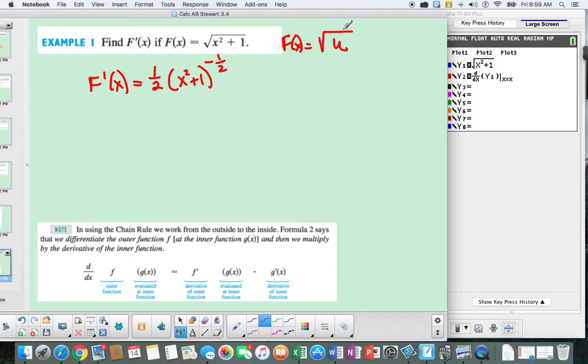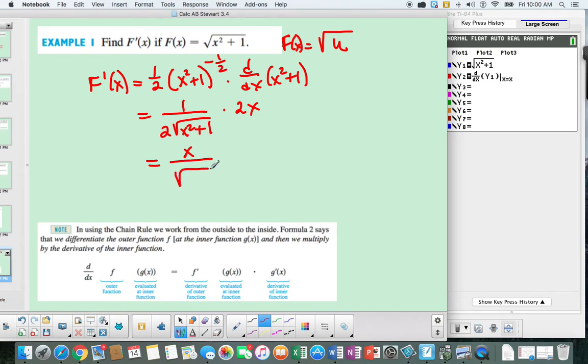So I'm using the power rule. This is a power rule, so I use the power rule derivative, times the derivative of x squared plus 1. So this is going to be 1 over 2 root x squared plus 1, times 2x. And I can simplify a little bit, and I will get this answer.